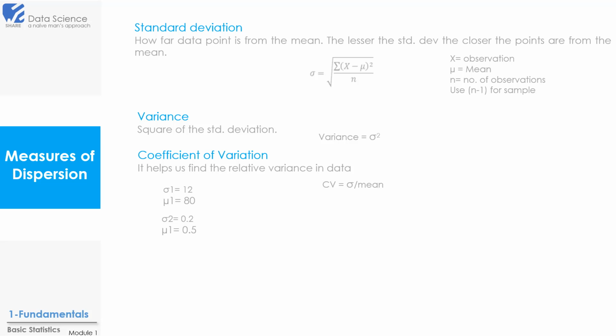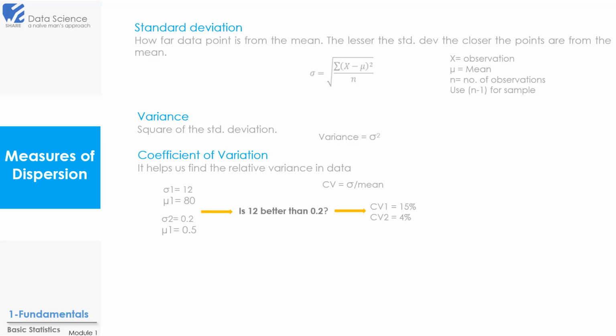Suppose we have two data sets. Dataset 1 has standard deviation of 12 and mean of 80. Dataset 2 has standard deviation of 0.2 and mean of 0.5. Now by looking at these figures, can you conclude which standard deviation is better? Is 12 better than 0.2 or vice versa? Well, the answer is no.